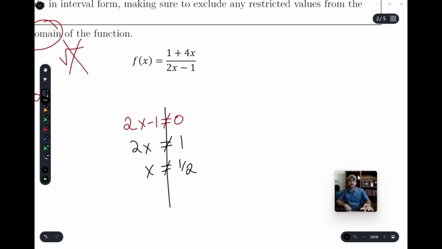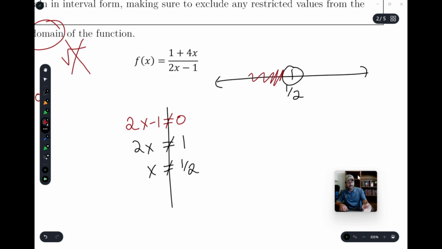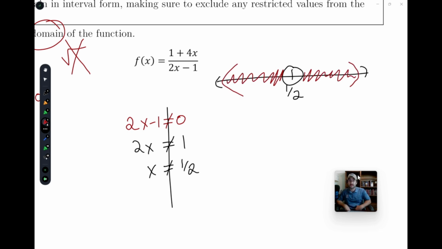I like to start with the number line because it helps us see it a little better. And you really only have to put that 1/2 there and say x can't be 1/2. Put a big open circle there. But you know what x can be? Everything in the world that's not 1/2. X is allowed to be.